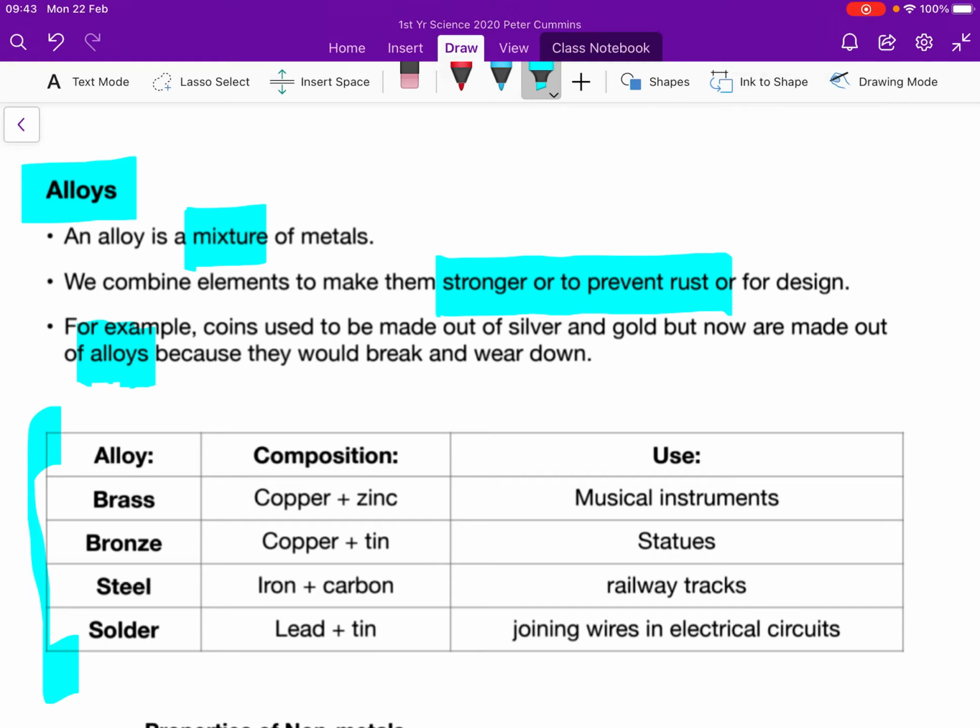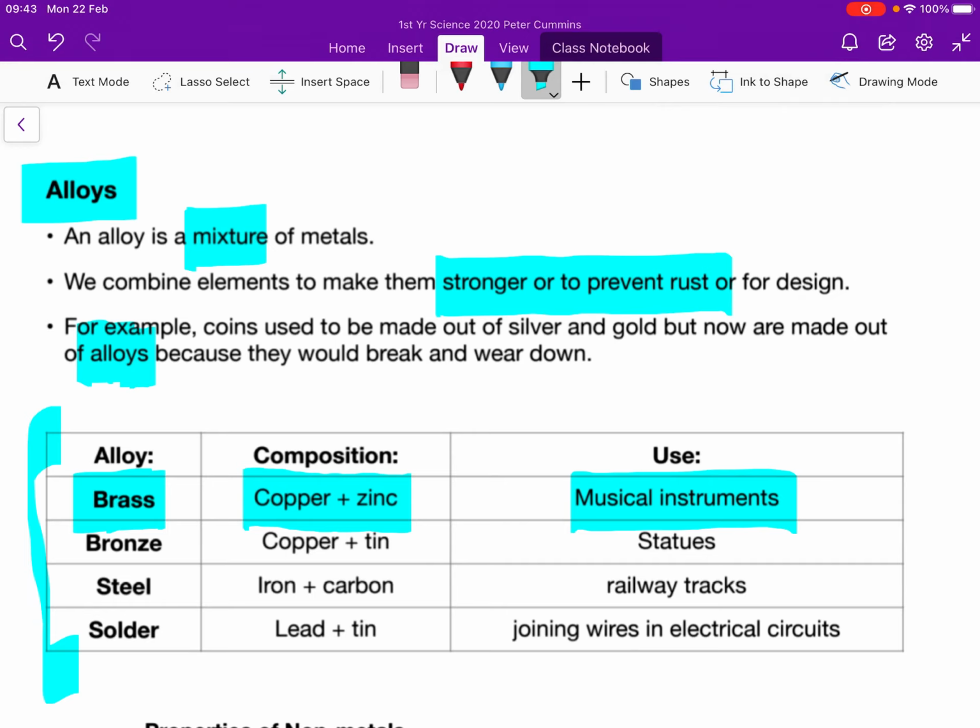I would personally pick brass. Nice and handy. You've all heard of the word brass before. It's used to make musical instruments. And what it's made of, so these are elements here, copper and zinc. So if you add copper and zinc together, you get brass. And that's for musical instruments.